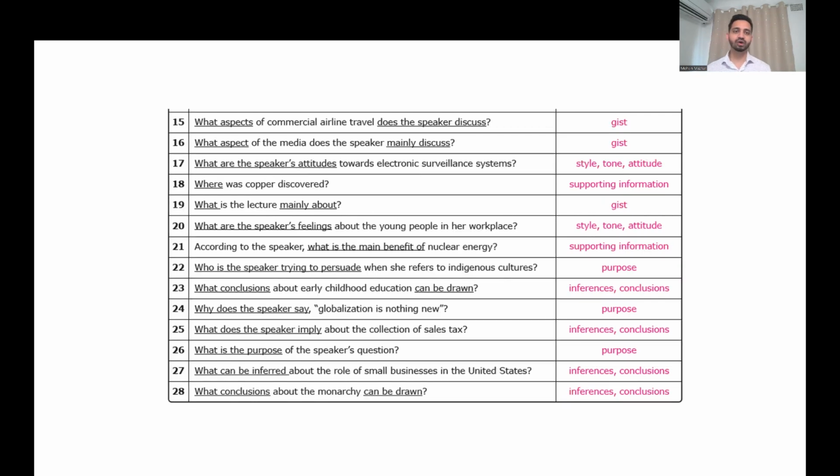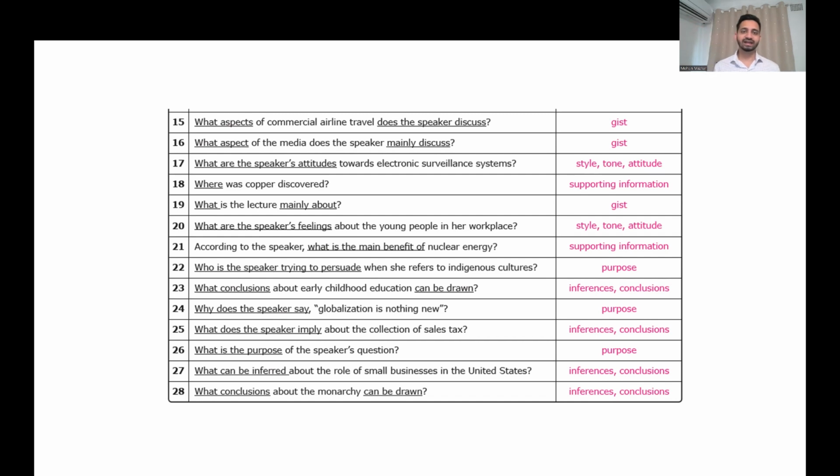Okay, number 15, what aspects of commercial airline does the speaker discuss? So it obviously could be about the gist of the lecture. So you're going to think about what's the main idea there. Number 16, what aspects of media does the speaker mainly discuss? Again, we're looking for the gist. What are the aspects that are given? It should be summarized in a gist form where it's talking about the main ideas.